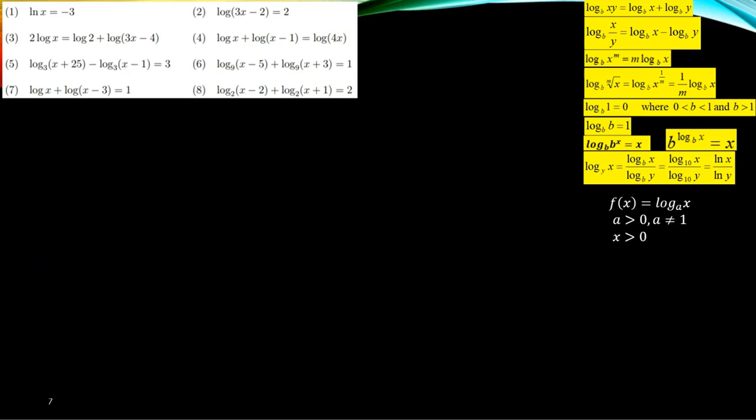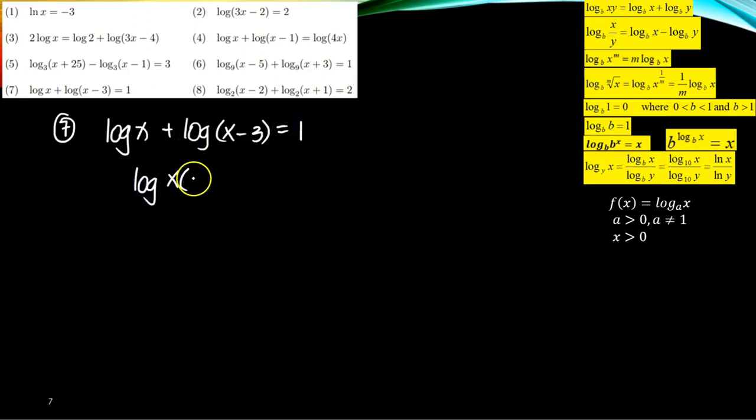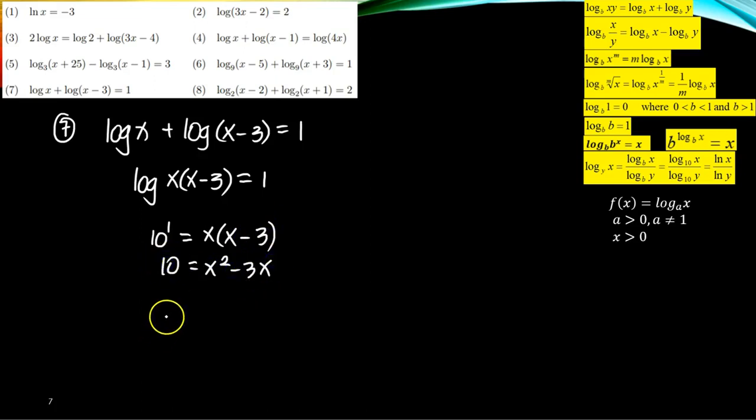Let's have another problem. Logarithm of x plus logarithm of x minus 3 is equal to 1. Let's combine both logs. So that's plus, so it becomes the product inside one logarithm is equal to 1. So on the right side, there's no logarithm. So what we can do here is do a transformation. 10 to the 1 is equal to x times x minus 3. So that's x squared minus 3x. And then that's 10. So x squared minus 3x minus 10 is equal to 0.